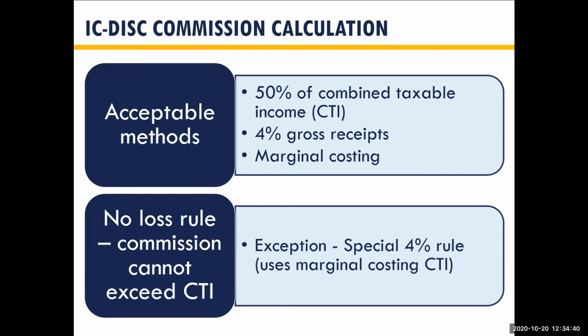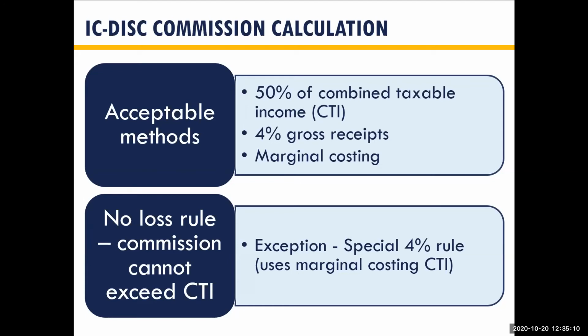You can take 4% of your gross receipts, your gross export receipts. And then there's a third method under marginal costing. Marginal costing is basically an alternative way to calculate your combined taxable income. There's what is called a no loss rule. The no loss rule means that your commission cannot exceed your CTI. So your CTI is basically the cap of what your commission can be.